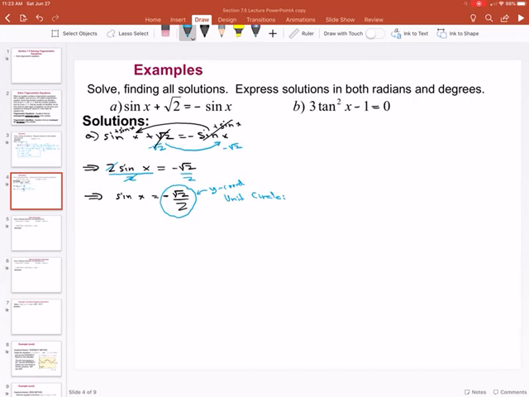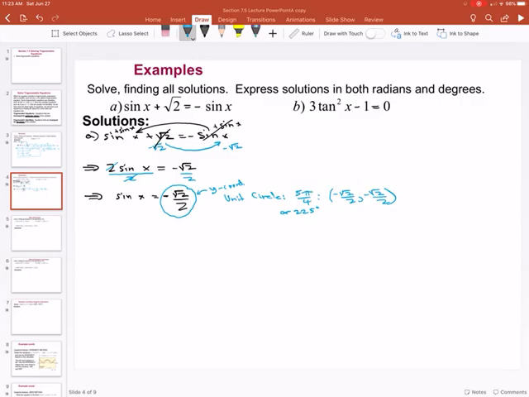Now, let's go to quadrant 3. What's the 45-degree mark? 180 plus 45 is 225 degrees, or pi plus pi over 4 is 5 pi over 4. So I'm going to write down that ordered pair. So 5 pi over 4 radians, or 225 degrees. In quad 3, our ordered pair reads negative square root of 2, negative square root of 2.